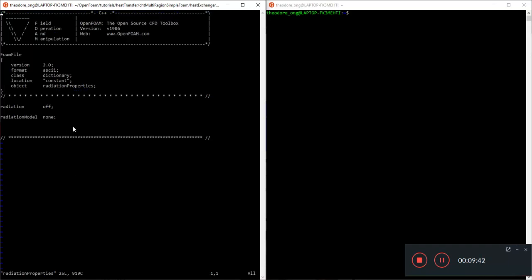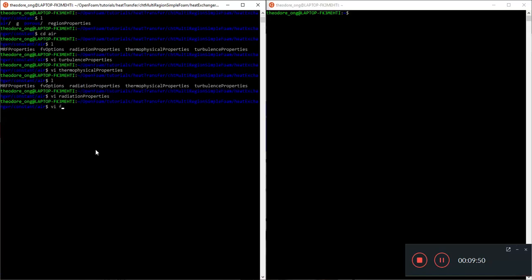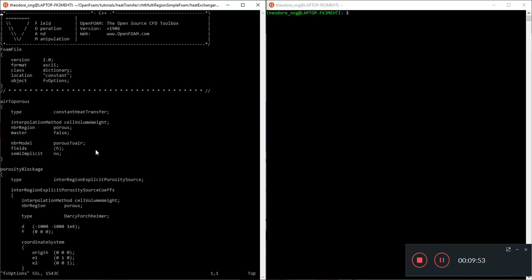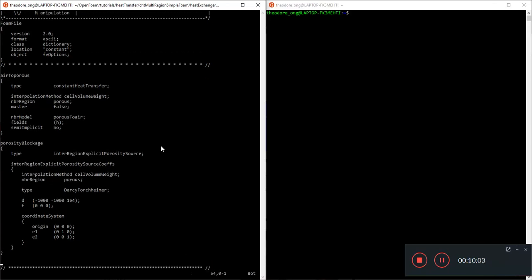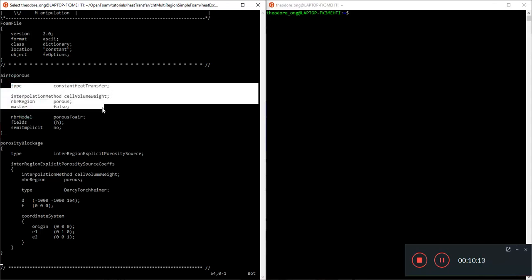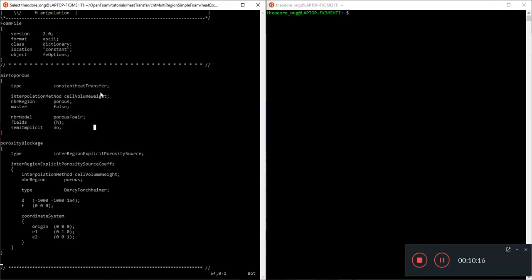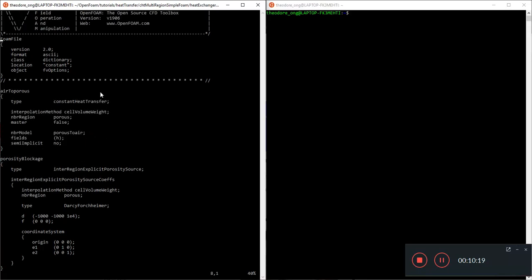Okay, so in radiation properties, this is very simple. There's no radiation at all whatsoever, so there's nothing really much to see here. Next thing, fvOptions. Okay, so finite volume options, I think. So we will have the air region. So this is air to porous, all right, air to porous. So you will have a type called constant heat transfer, interpolation method, and so on. Okay, so this is something we will want to look at later on.